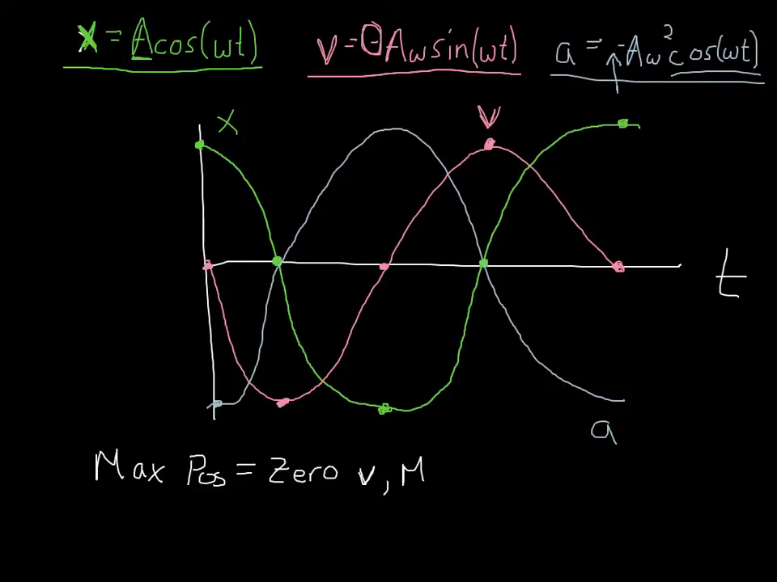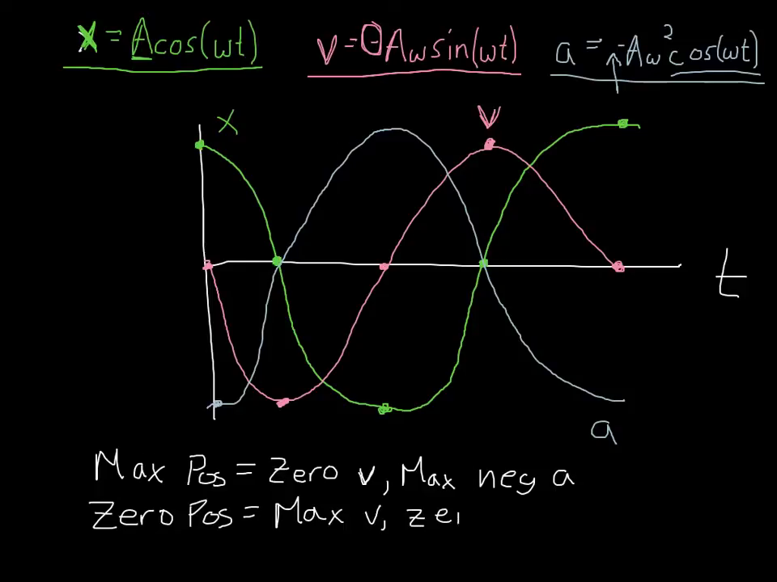And a maximum negative acceleration. And conversely, a 0 point in position is equal to a maximum velocity and a 0 acceleration. So what does that look like, and how in the world does this explain a spring?